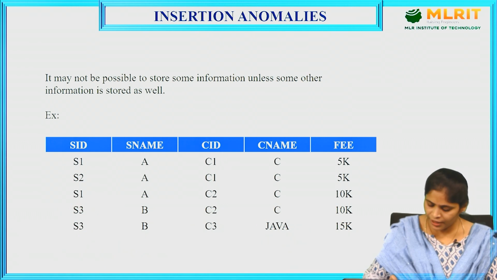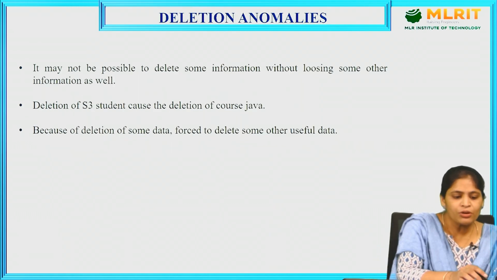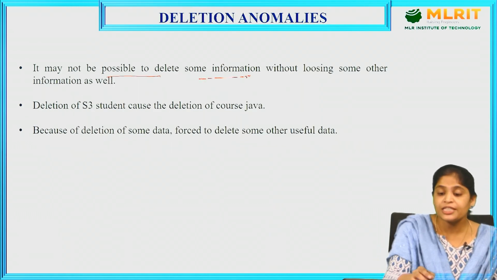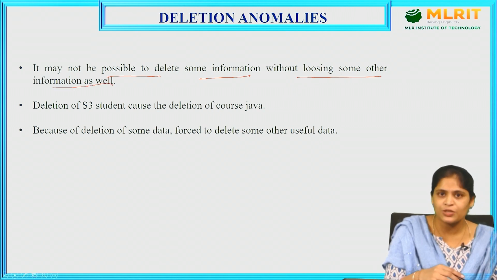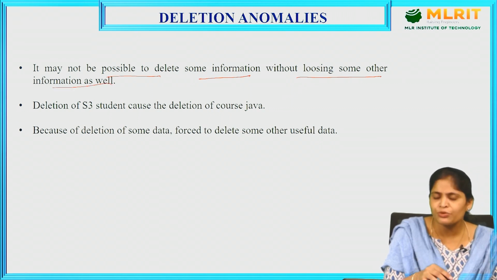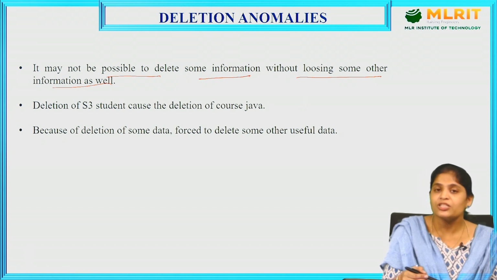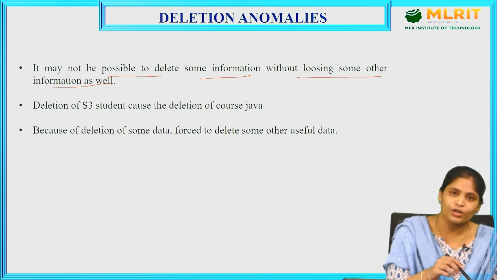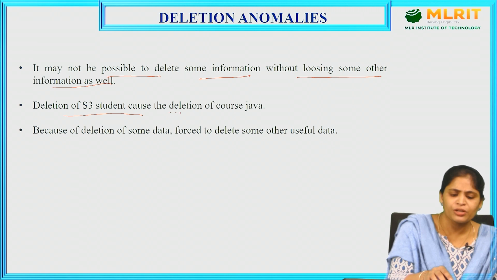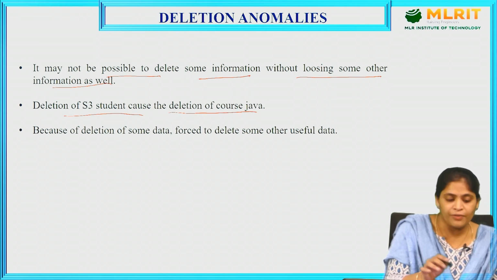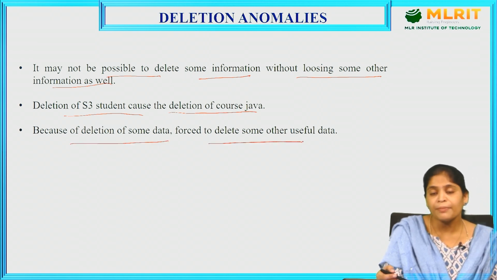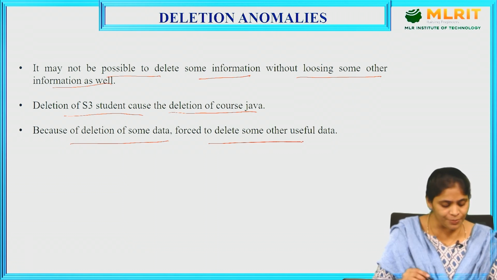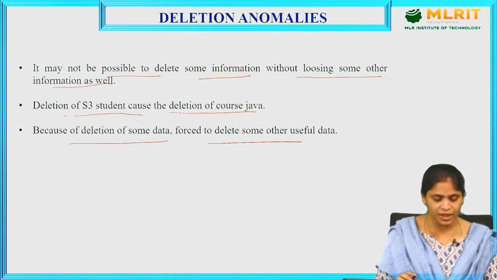The problem in deletion. It may not be possible to delete some information without losing some other information as well. I want to delete S3 student information, and along with that I am going to delete Java course also. That is not correct. So deletion of S3 student caused the deletion of course Java. Because of deletion of some data, I am forced to delete some other useful data. So this is the problem. That is nothing but deletion anomaly.